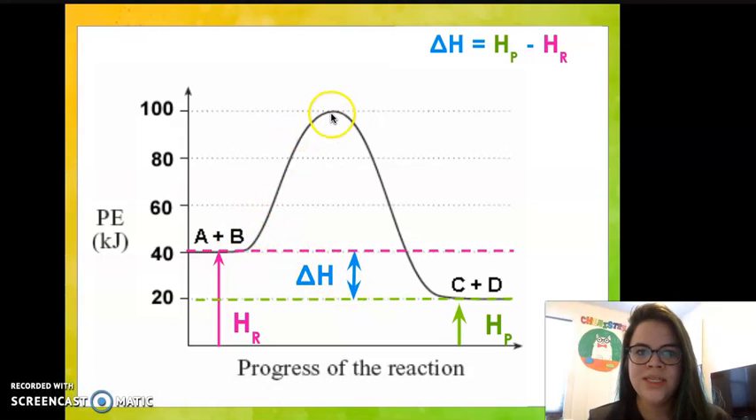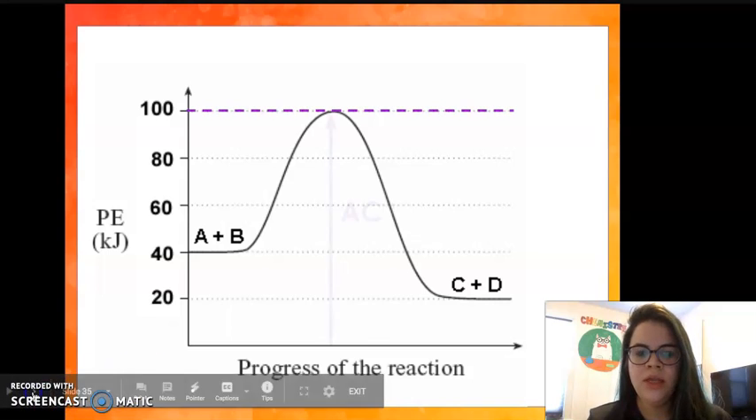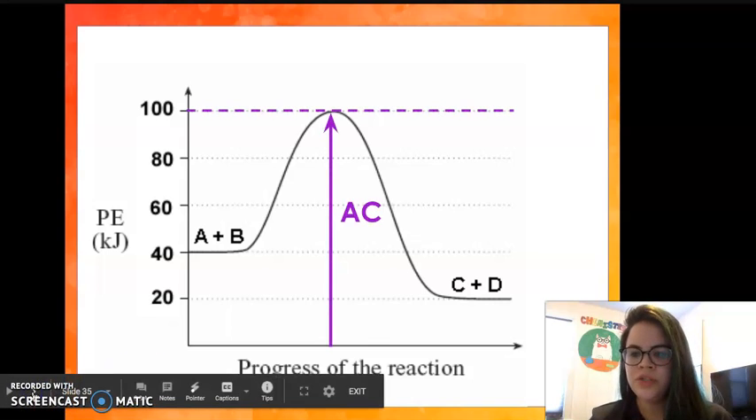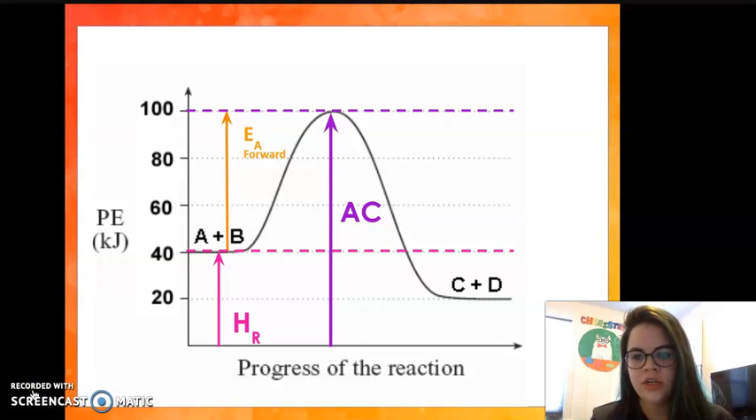Now we're going to talk about this hill up here at the top. So this is what is going to be called the activated complex, or the transition site. Ultimately, by itself, it doesn't really matter, but what we want to look at is how much energy we need to get from where we're starting up here to this top part. And this is what is going to be known as the forward activation energy.